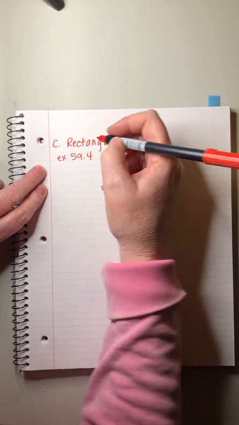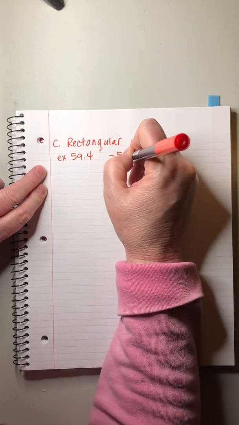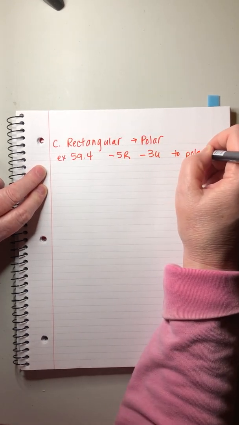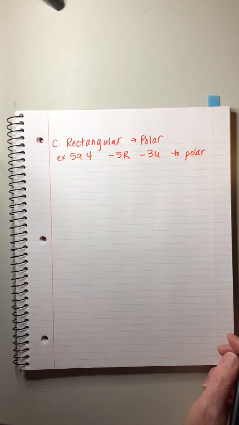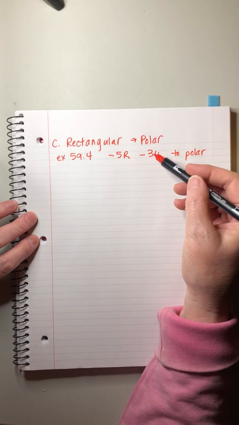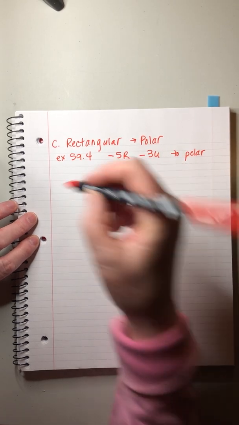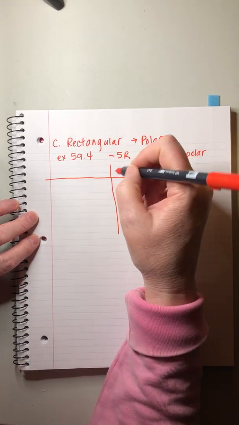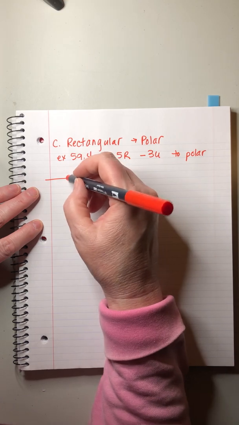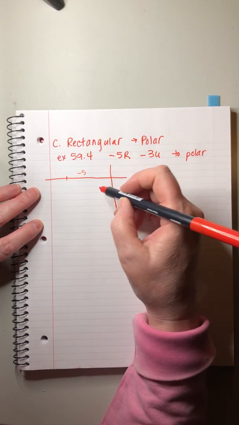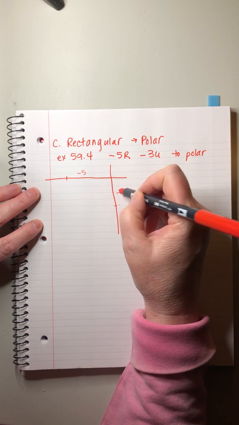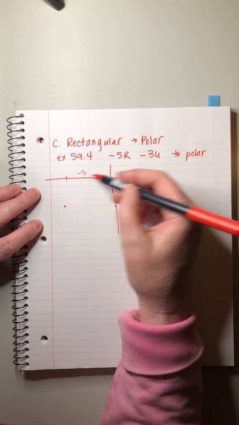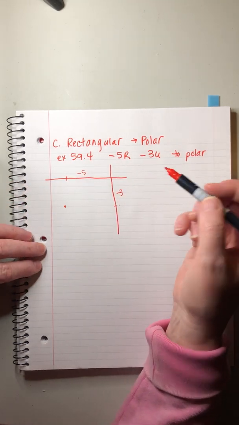59.4. Convert minus 5r minus 3u to polar. That seems really hard, but let's just draw the picture. I can see right away this is going to be in the third quadrant, isn't it? Because it's both negatives. So I'm going to zoom in. Okay, so we're going to have a point. It's going to be minus 5 on this side. And then it's going to be minus 3 on this side. So I'm just kind of eyeballing, right? I want this side to be a little longer than this side, but it doesn't have to be precise.